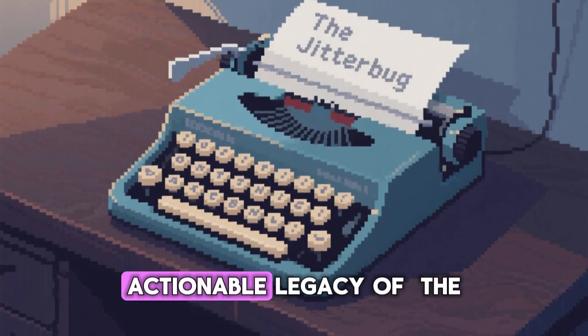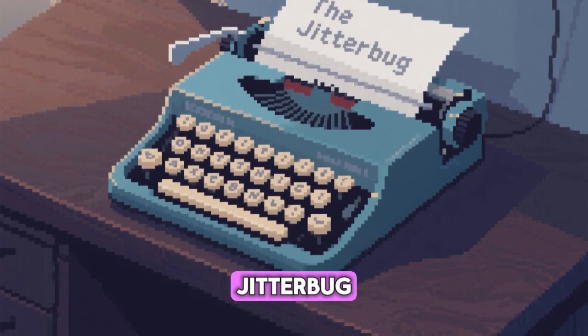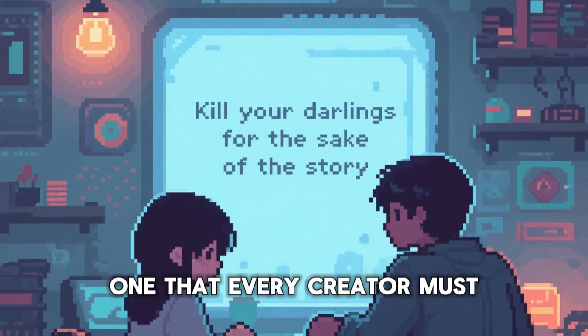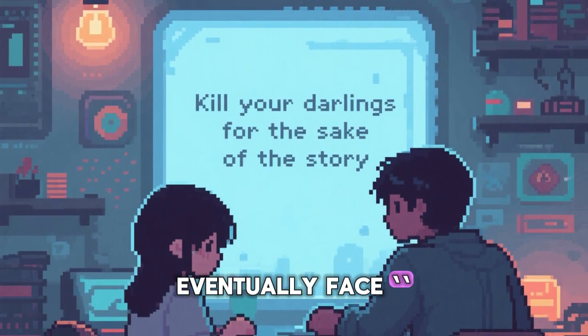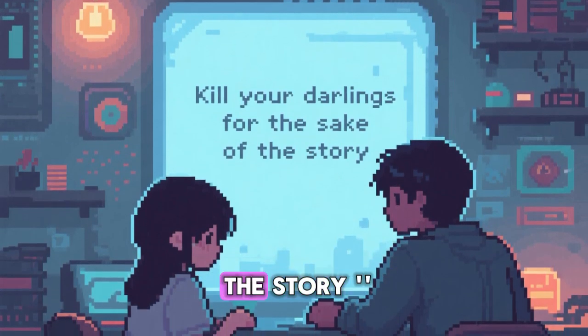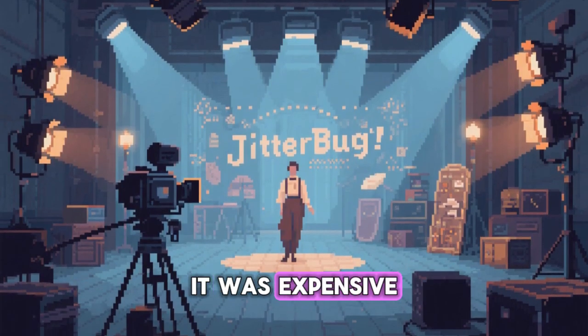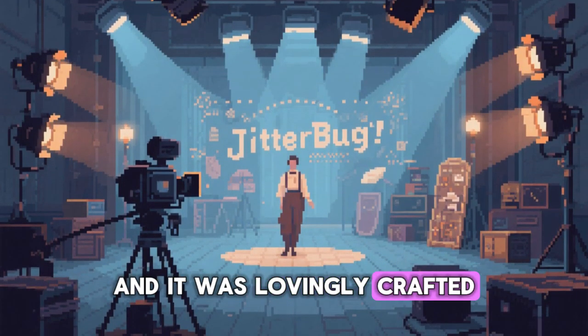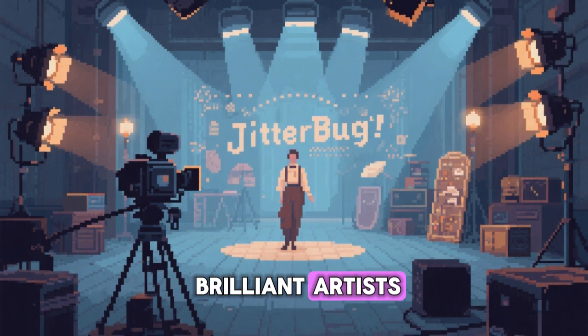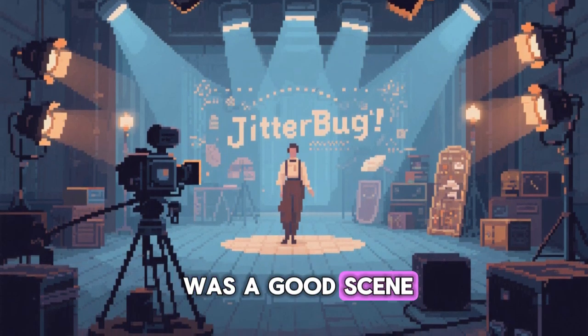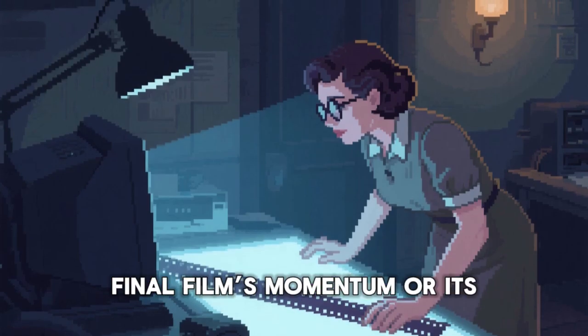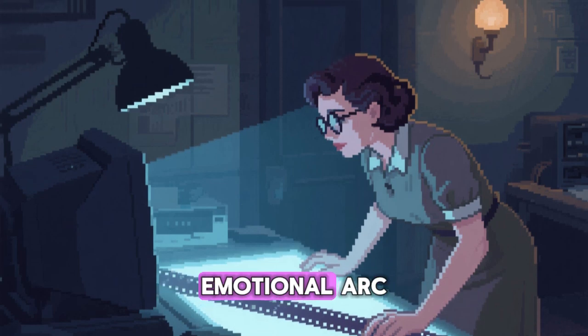This brings us to the actionable legacy of the Jitterbug. The principle here is one that every creator must eventually face: kill your darlings for the sake of the story. That musical number was creative, it was expensive, and it was lovingly crafted by a team of brilliant artists. By all accounts, it was a good scene. But it didn't serve the final film's momentum or its emotional arc.